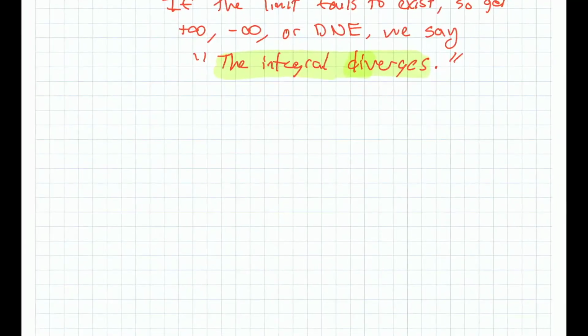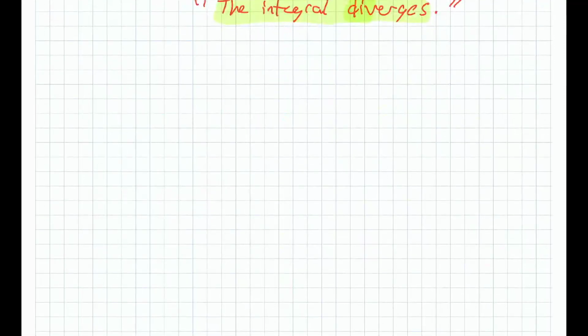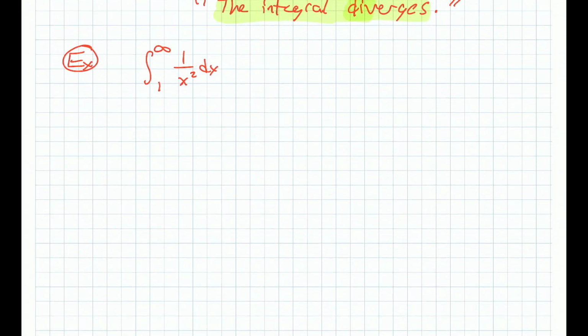A couple of things. I was going to say we did 1 over x squared, but we didn't do 1 over x squared. Let's do a couple quick examples here. I'm going to do the integral from 1 to infinity of 1 over x squared dx. We're going to do 1 over x squared, 1 over x, and 1 over square root x. So we're going to do 3 of these real quick.